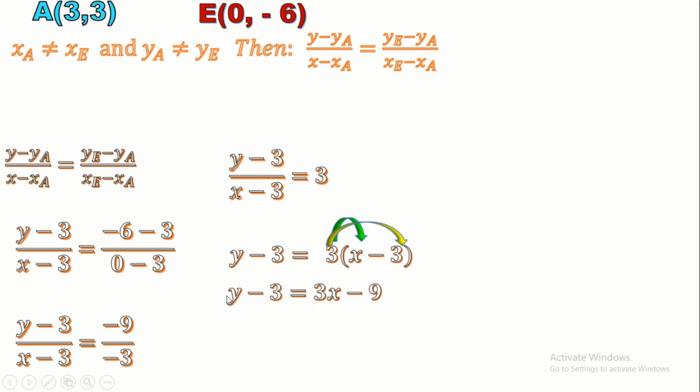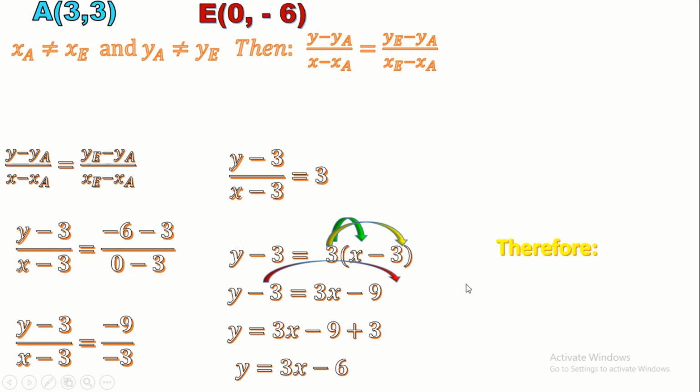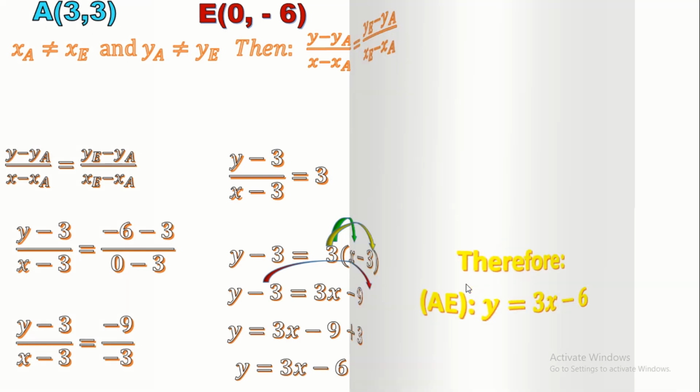Well, we want to find y to get the equation, so we move minus 3 to the other side of the equation, sure minus becomes plus. Then y equals 3x minus 9 plus 3. Opposite signs, we subtract and put the sign of the greatest, so it's minus 6. Then y equals 3x minus 6, same as it's required in the question. So our answer is correct.